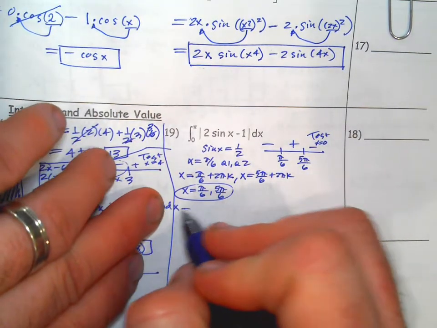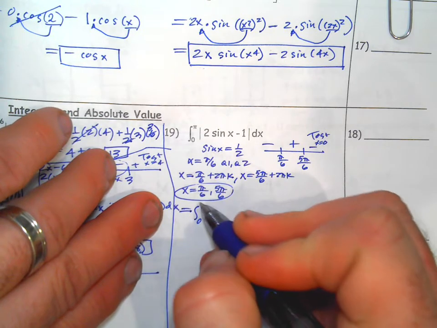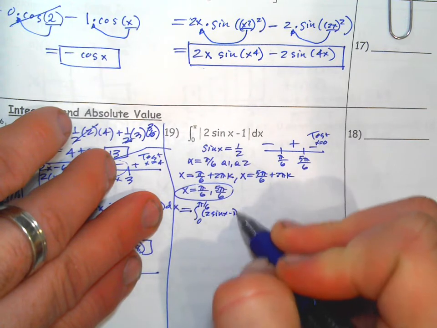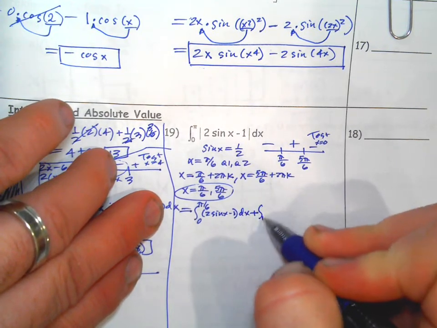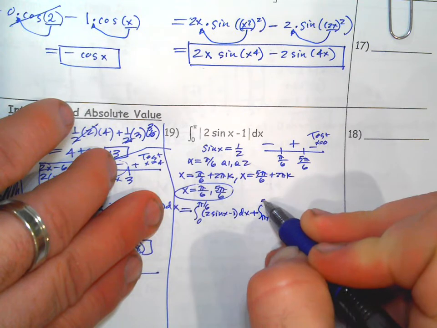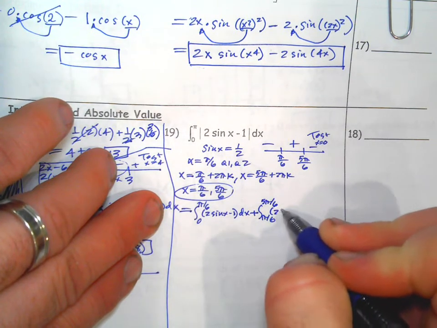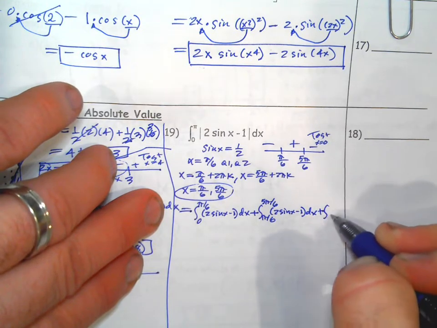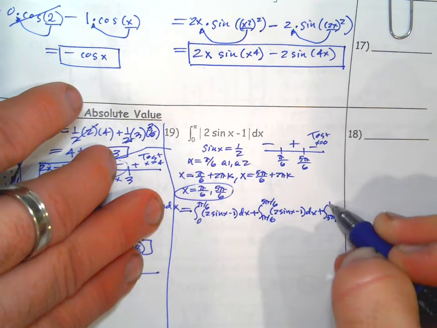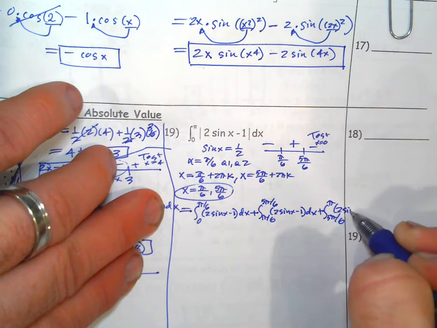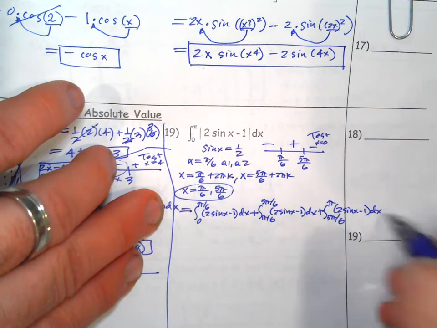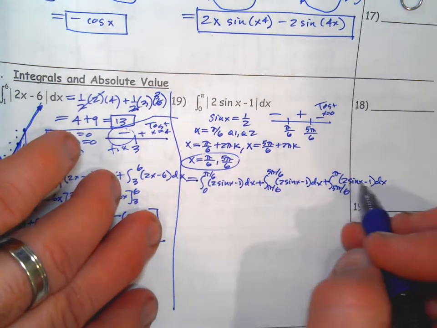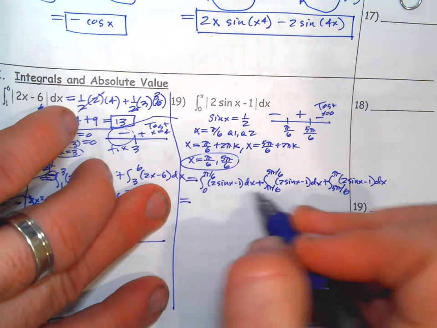So what that means is we're going to go 0 to pi over 6, 2 sine x minus 1 dx. And then we're going to go pi over 6 to 5 pi over 6, 2 sine x minus 1 dx. And then we're going to go 5 pi over 6 to pi of 2 sine x minus 1 dx. Ugh. 3 separate intervals. That table is going to save us a lot of work compared to this, but I'll go and do it this way.